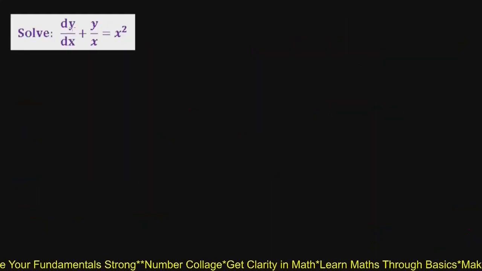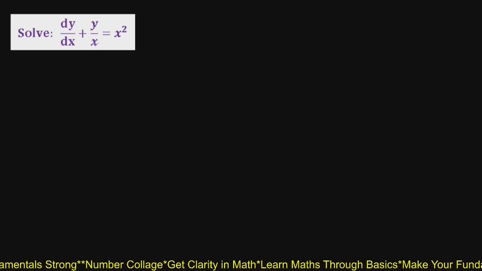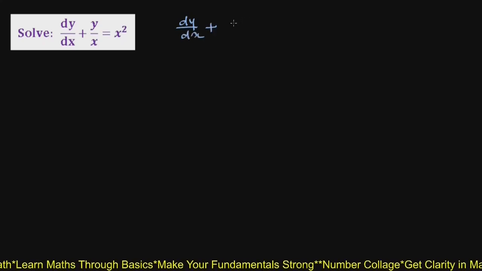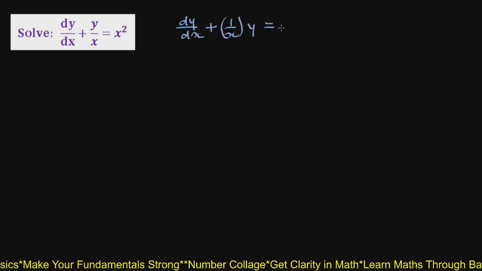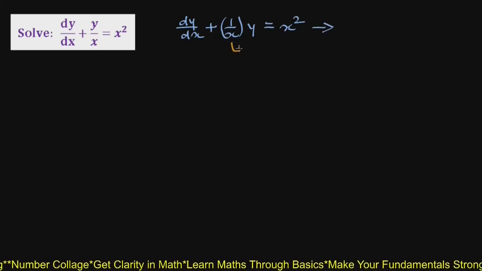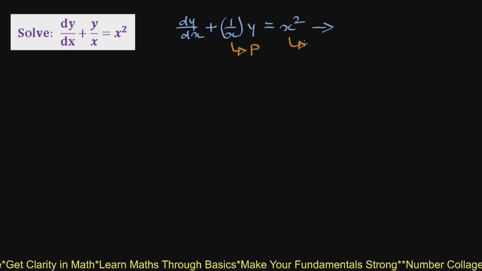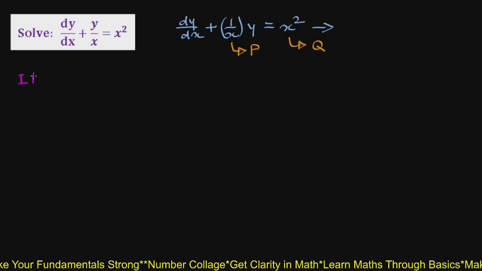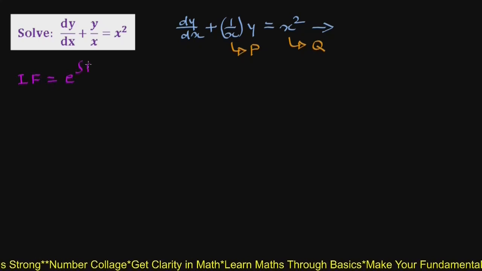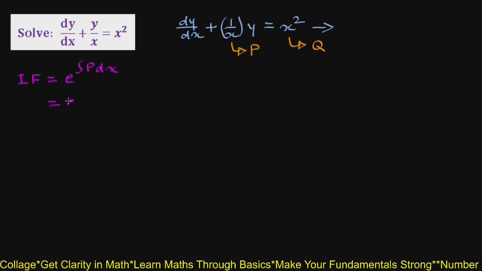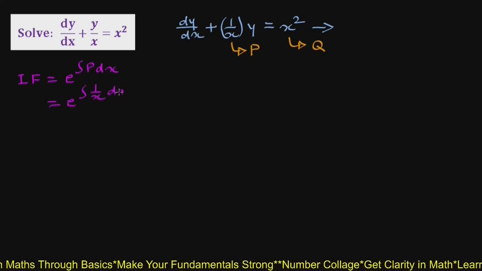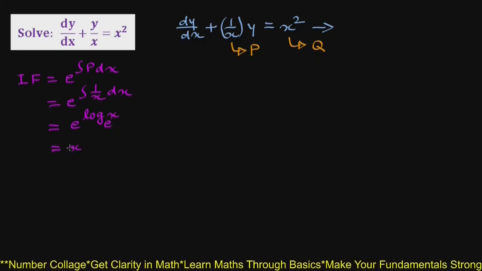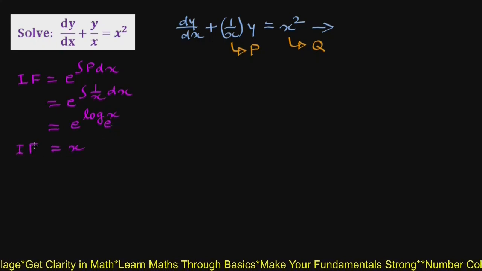Solve the linear differential equation dy by dx plus y upon x equals x square, which can be written as dy by dx plus 1 upon x into y equals x square, where 1 upon x is p and x square is q, both functions of x only. So first the integrating factor, which is e raised to integral p dx, e raised to integral 1 upon x dx, equals e raised to log x to the base e, which is x. So we get the integrating factor x.